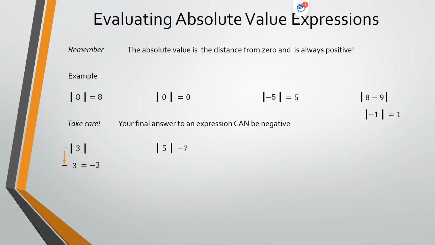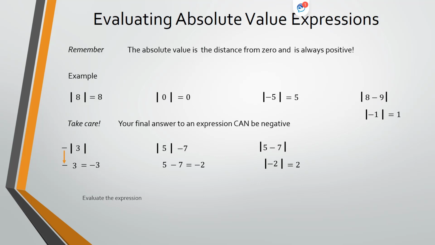Absolute value of 5, minus 7. The absolute value of 5 is 5, and then we minus 7. 5 minus 7 is minus 2. So once again, we've got a negative answer. Absolute value of 5 minus 7. Well, 5 minus 7 is minus 2. So the absolute value of minus 2 is 2.